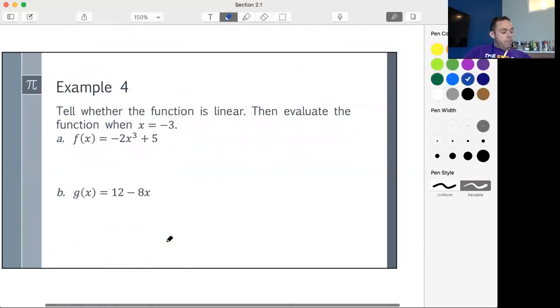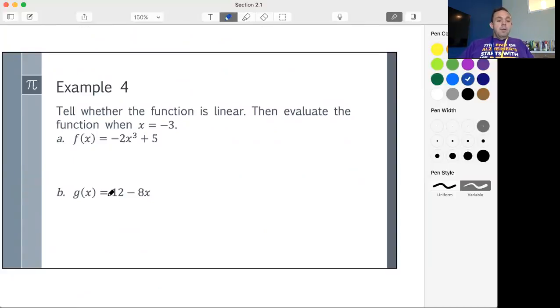All right, so example 4: tell whether the function is linear and then evaluate the function. In A, do you see how the power of x is 3? It's not 1, so this means it's not linear.